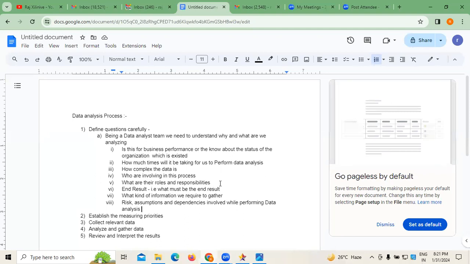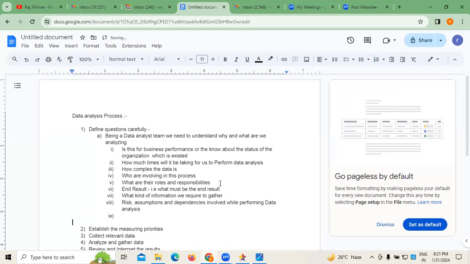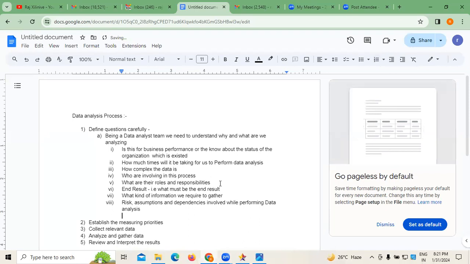This is the what and how. Usually these are the questions which we have to define, so that we will be knowing this carefully, right? So these are the questions we have to know first. Next, once we have known all these questions, we need to establish the measuring priorities.